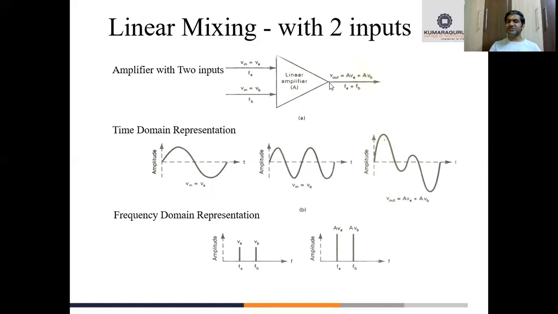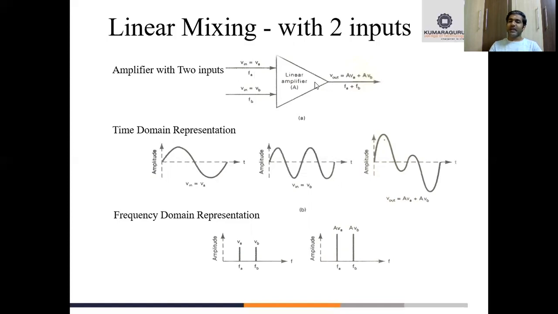This is given to a linear amplifier, and the output is given by the gain. Since there are two inputs, we are just summing them up. It is also called linear mixing or linear summing. So we are just adding your inputs. The output is A times your input, where VA is the input amplitude for one input and VB is the input amplitude for the second input. So your output is A times VA plus A times VB.